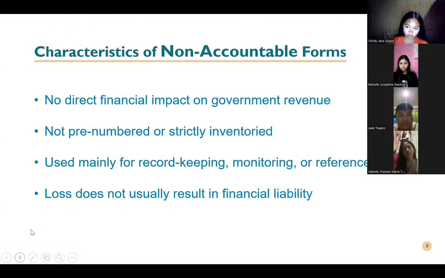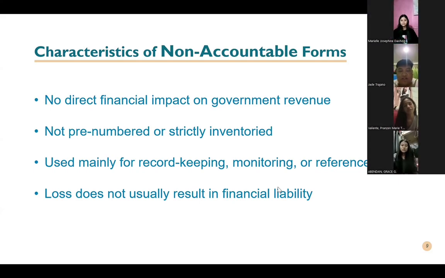And the second is not pre-numbered or strictly inventoried. Unlike accountable forms, which are carefully tracked, non-accountable forms usually do not need serial numbers or detailed inventory control because they are less sensitive.